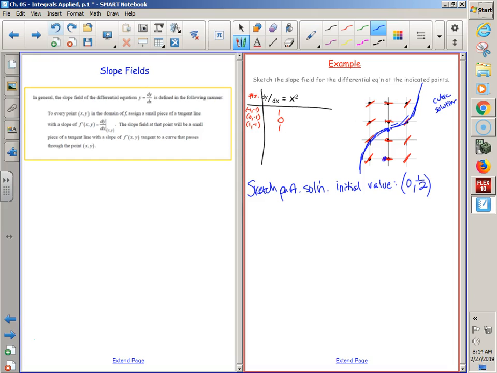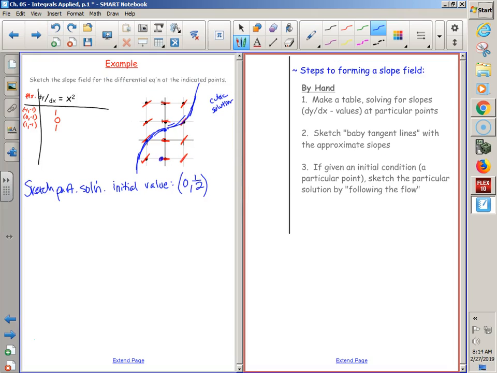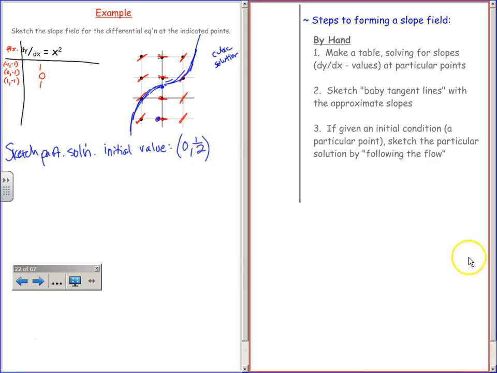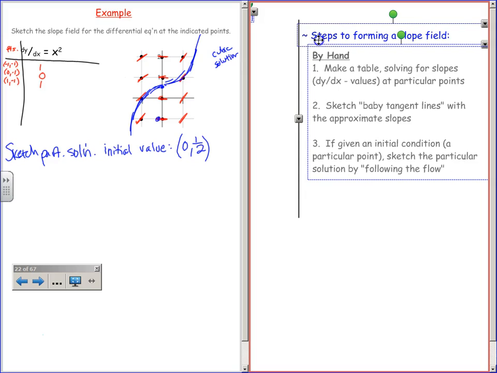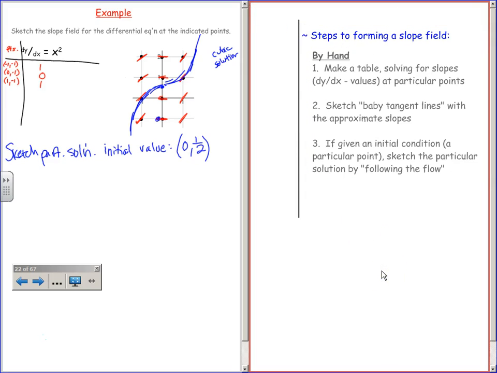Okay, so what I didn't have you write down yesterday was this page that somewhat tries to put in manageable steps how to form a slope field. Some of you literally might not need this. The yellow box and this one example might be enough. But here's literally what I did. What I did is make a table solving for slopes, dy dx values, at particular points. Which particular points? I don't know. Whichever ones are shown. Whichever ones are asked for.